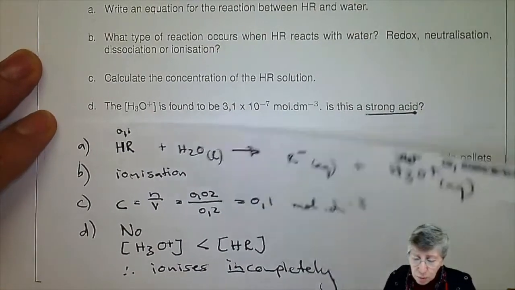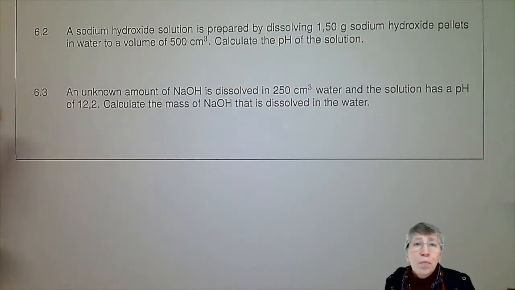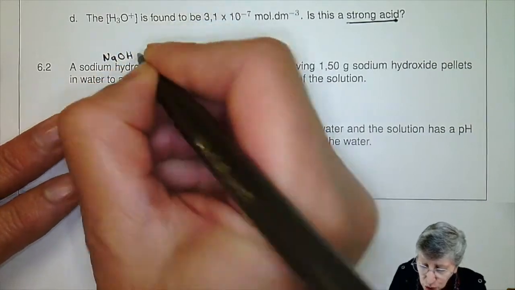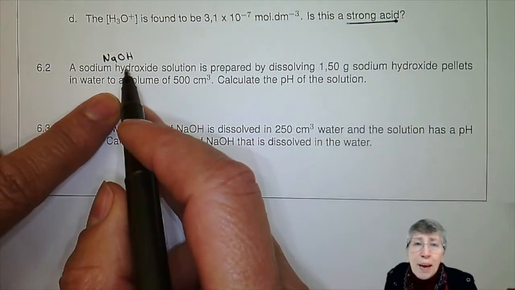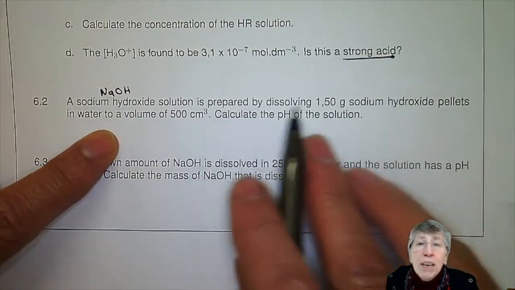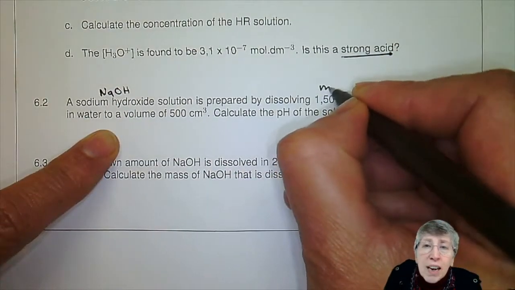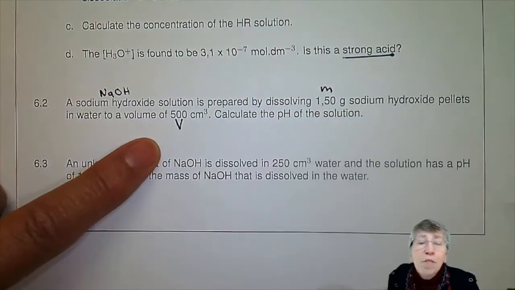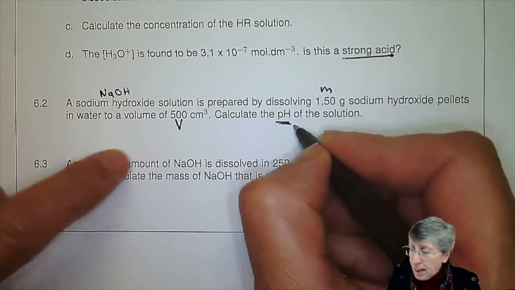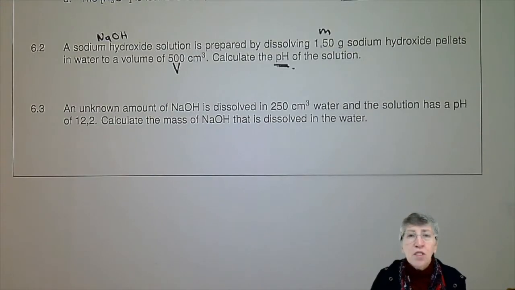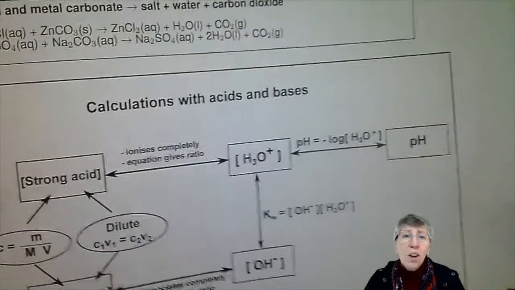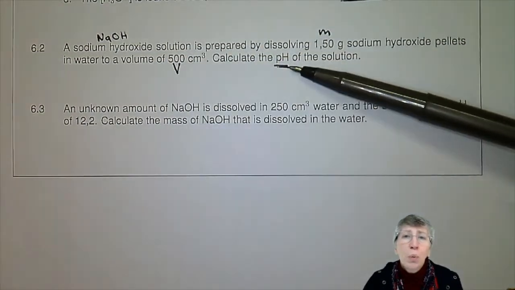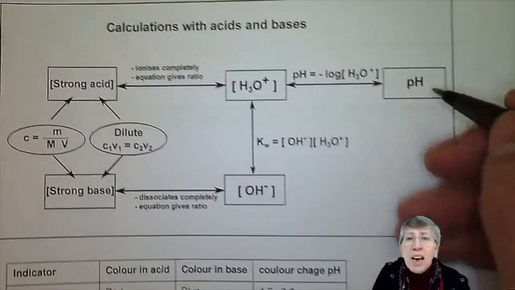Okay. Right, moving on to 6.2. They tell us a sodium hydroxide, NaOH. What do I know about NaOH? Strong base, right? Strong base solution is prepared by dissolving 1.5 grams. So they give us a mass of hydroxide pellets in a water volume. Okay, so they give me volume as well. And they're asking pH. Now, in the videos, we talked about the relationships between all of these, right? We are now looking at a strong base, right? And they're giving us mass and volume, and we work towards pH. So we have to end at pH.